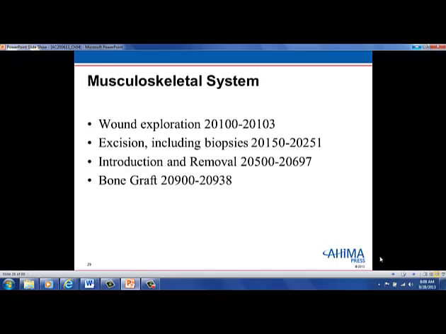Excision including biopsies. These are codes for biopsy of soft tissue, and the coder should choose the code according to the site and should determine whether the biopsy is superficial or deep.